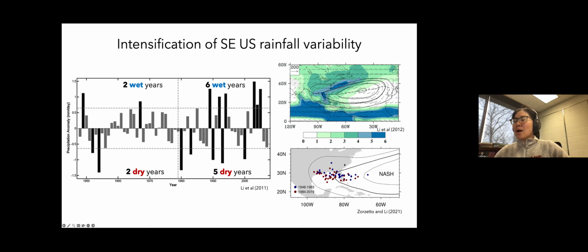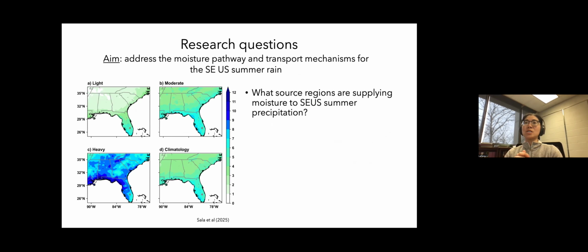However, it remains unclear where the moisture sources are located for southeastern United States summer precipitation, and what role the subtropical high plays in modulating the moisture transport pathway that makes the oceanic water land over the southeastern US. That comes to our research question. The aim of this study is to use WEM2 to track and thus address the moisture pathway and transport mechanism for the southeastern US summer rain.